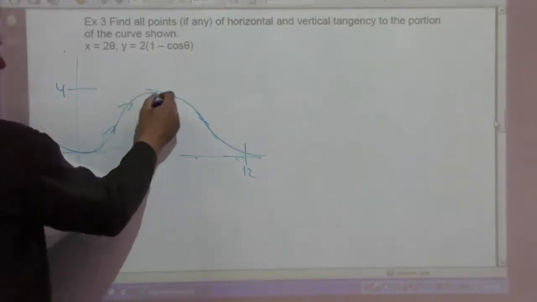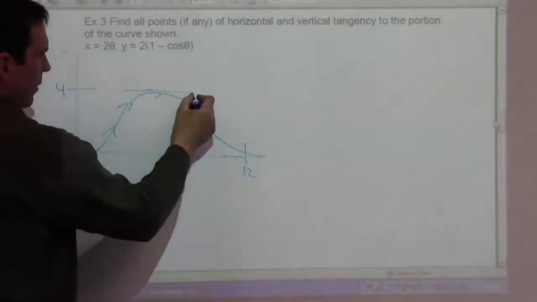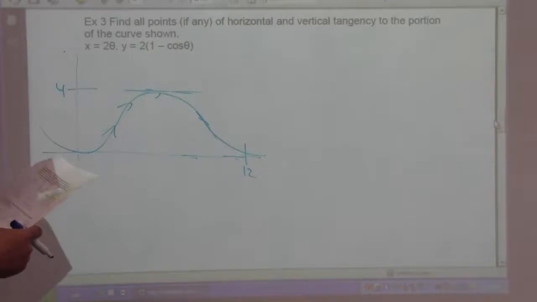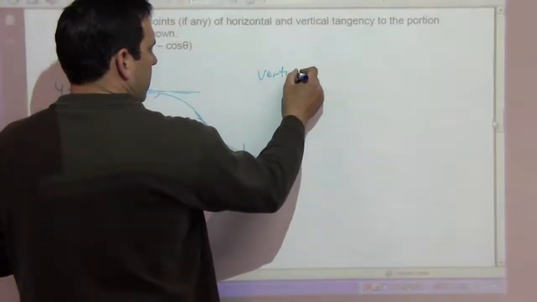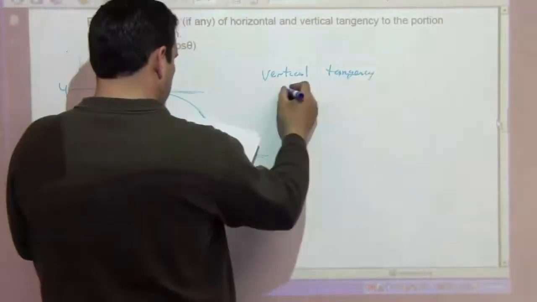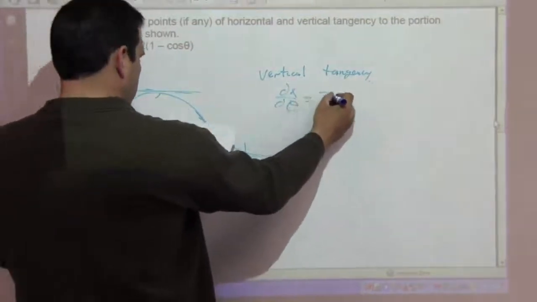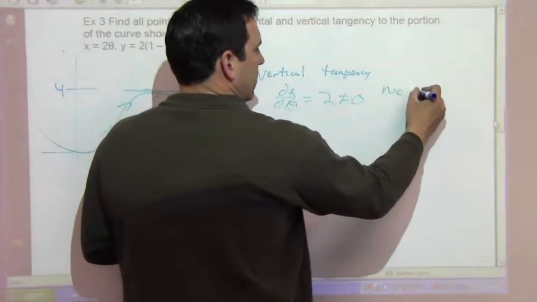It's going in that direction. So we have some horizontal tangency there. So for vertical tangency, dx/dθ is going to be just 2, and that's never going to be 0. So there's no vertical tangents.